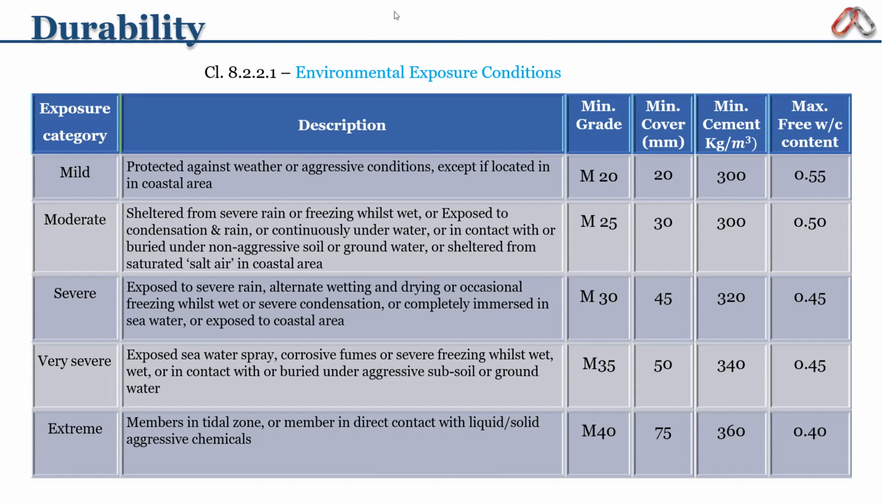In this moderate, you just have to remember that if in the design M25 grade of concrete is given, then the cover you have to use is 30. If M20 is given, then you can use the clear cover of 20 to 25. And if M30 is given, you can use the clear cover of 45. Plus minus 5 is permissible, but not more than that.